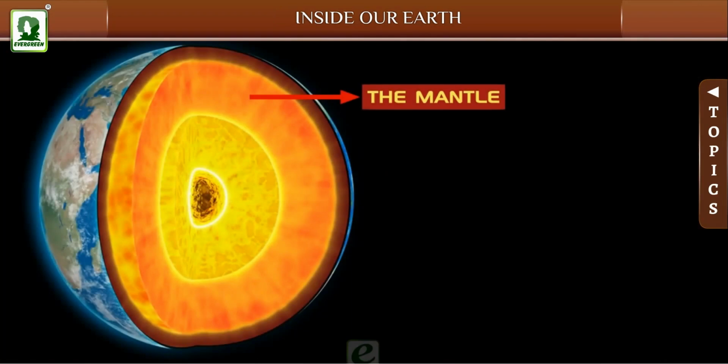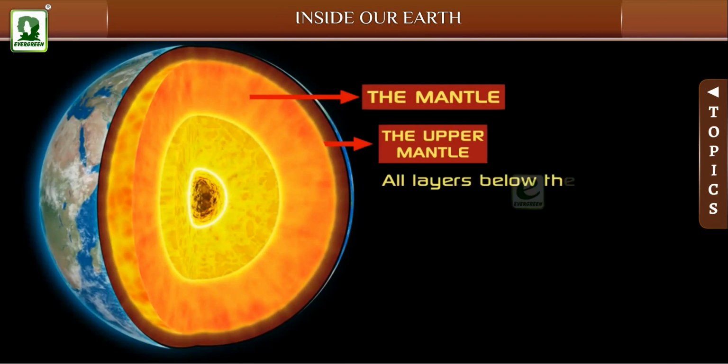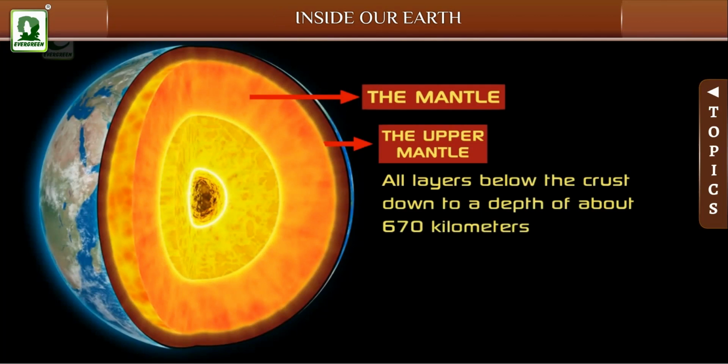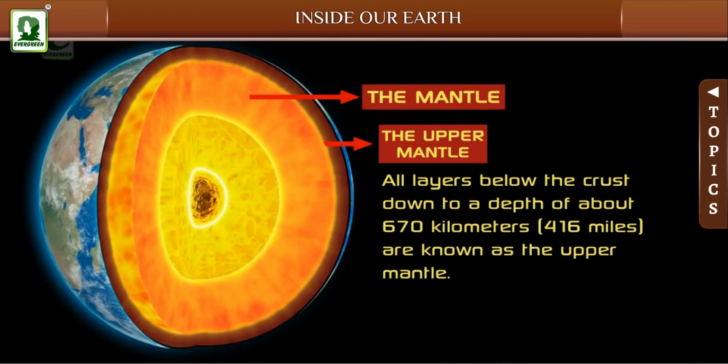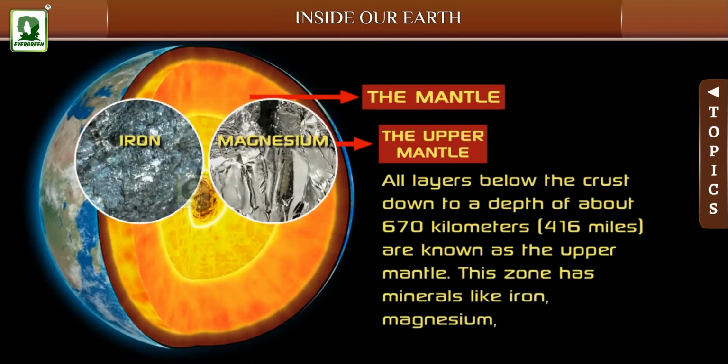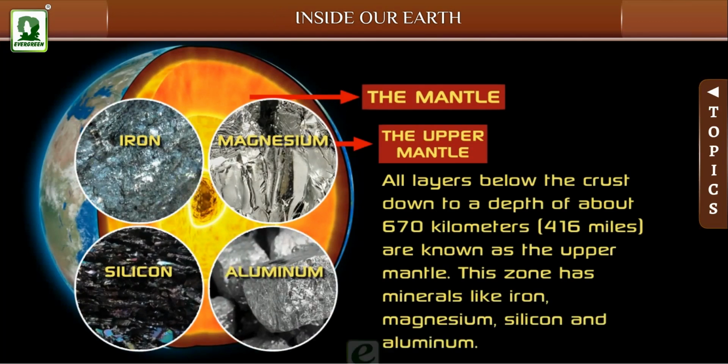The mantle is divided into two parts. The upper mantle. All layers above the crust down to a depth of about 670 kilometers, 416 miles, are known as the upper mantle. This zone has minerals like iron, magnesium, silicon, and aluminum.